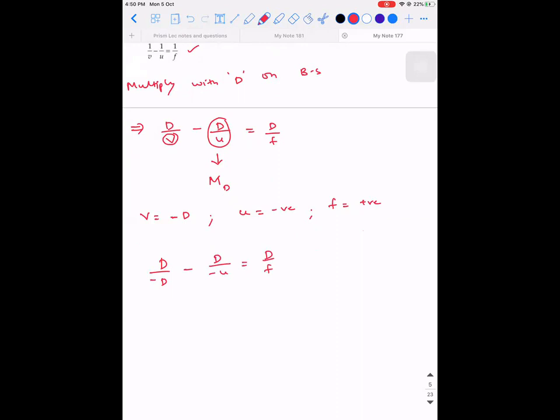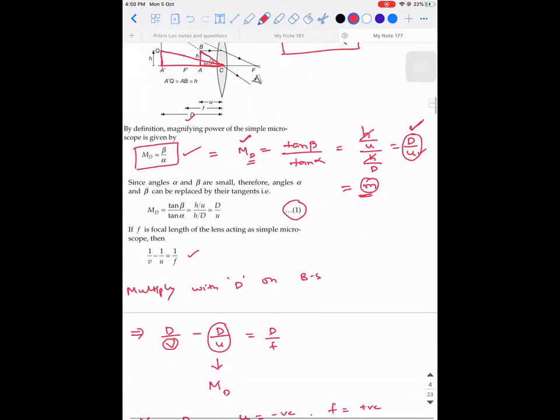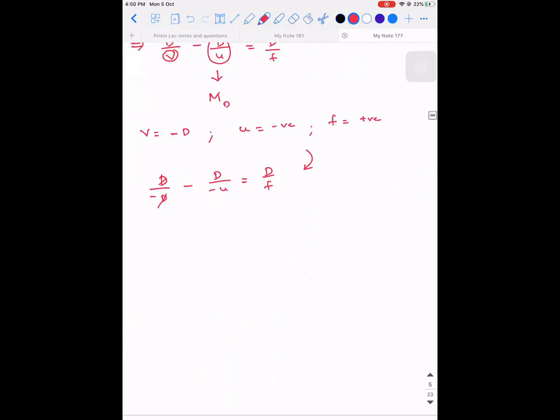Accepted? After I apply sign convention, here I am able to apply sign convention because I am sure of where the image is formed. Because I clearly told that the object is kept only between the optical center and the focus. So here every data is known to us. So this and this will get cancelled. Minus 1 plus D by U is equal to D by F. Convinced, guys? So what is D divided by U? This is the magnifying power, capital MD. So capital MD will be equal to, this one will go to the other side, 1 plus D divided by F.